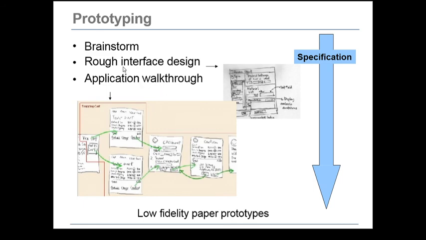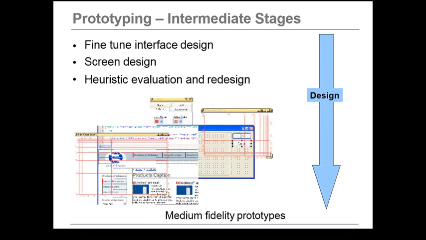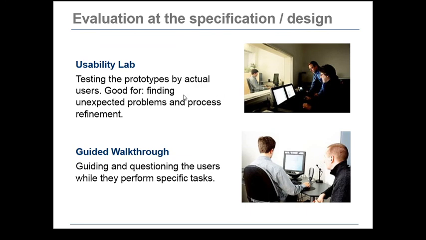So what is prototyping then? Brainstorming, then rough interface design and application walkthrough. The specification, low-fidelity paper prototype. This is the example we will see in this diagram. Application walkthrough, prototyping, intermediate stages, fine-tune interface design, screen design, heuristic evaluation and redesign. So medium-fidelity prototype, evaluation at the specification design.